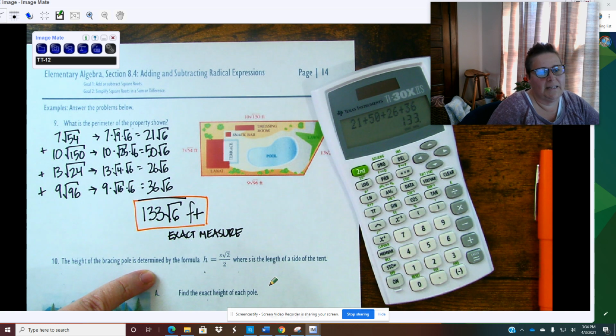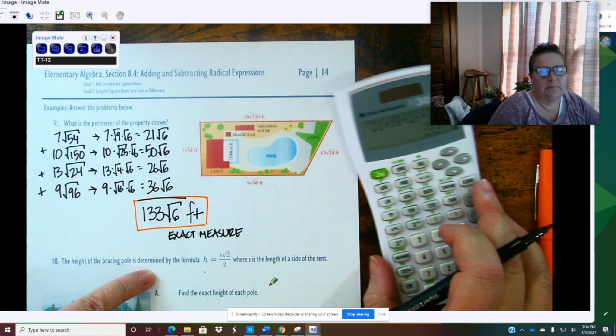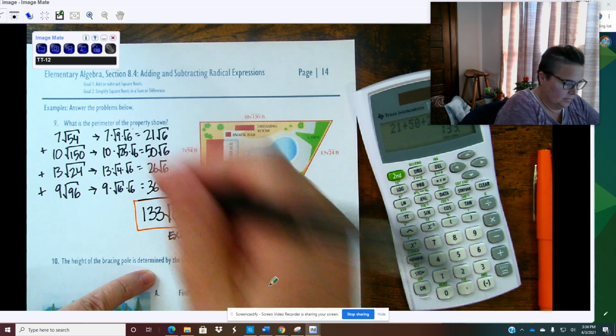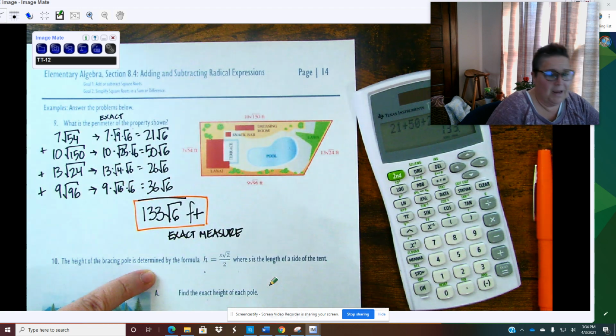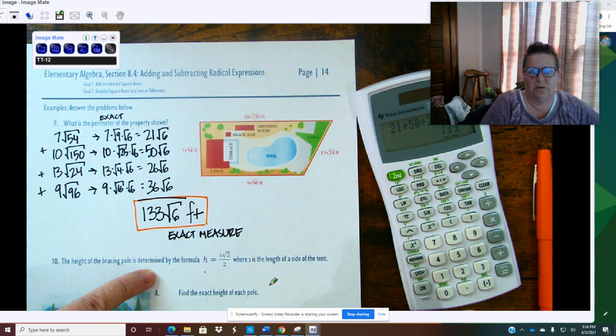Did we? Oh, it didn't say. It should say what is the exact perimeter. Right? Because if it didn't say exact perimeter, why did we do all this? Why didn't we just use a calculator and not even worry about simplifying? Because I didn't write the problem out correctly. Right? This should say simplify radicals to find the exact perimeter of the property.